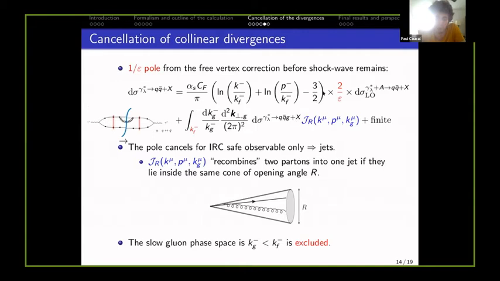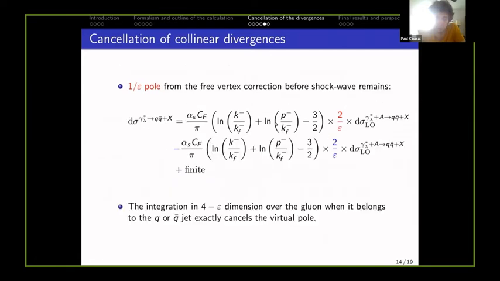So this blue factor here basically recombines two partons into one jet if they lie inside the same cone of opening angle R. So that's why there is a power dependence here. And if you do the calculation for this diagram and the anti-quark exchange counterparts, you would see that the pole here exactly cancels the virtual pole.